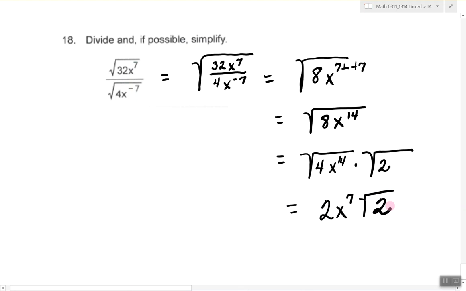So the main objective here, after just talking about what radicals are, is to simplify radicals. It's a very important skill, and you will see it throughout this entire semester.